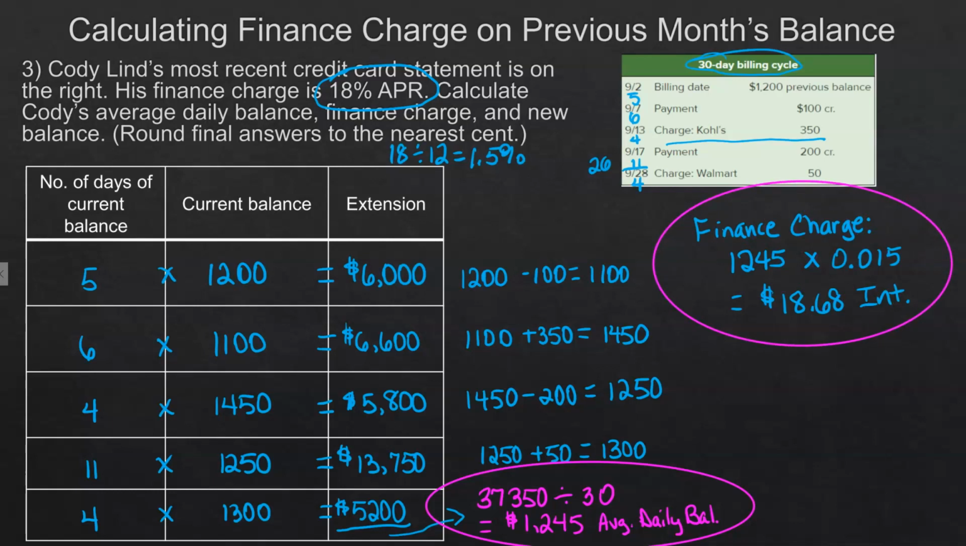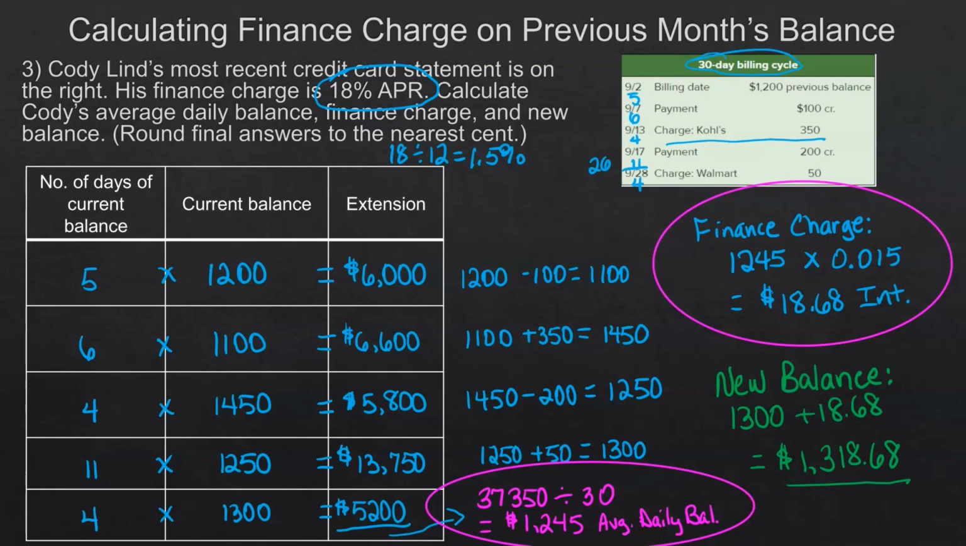And then last, we are going to find the new balance, and this includes our finance charge. So the balance at the end of the month was $1,300, but we have to add on the interest. So now we start the month with the next month, right after the billing cycle, and we are going to have $1,318.68. All right. And so we did all of that work to find this.